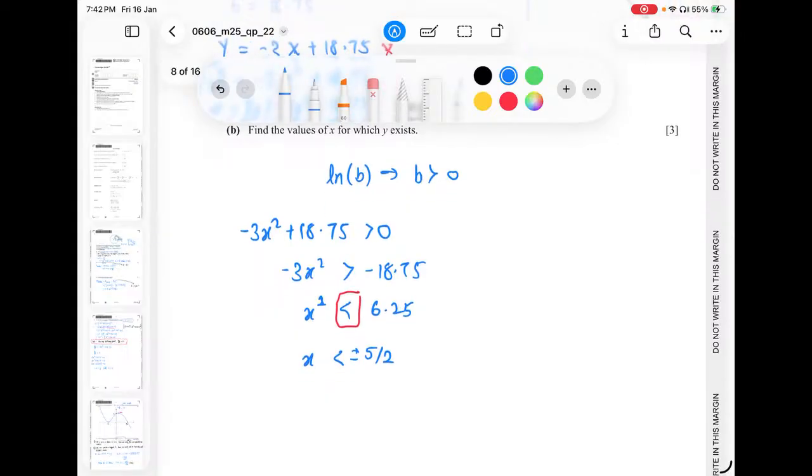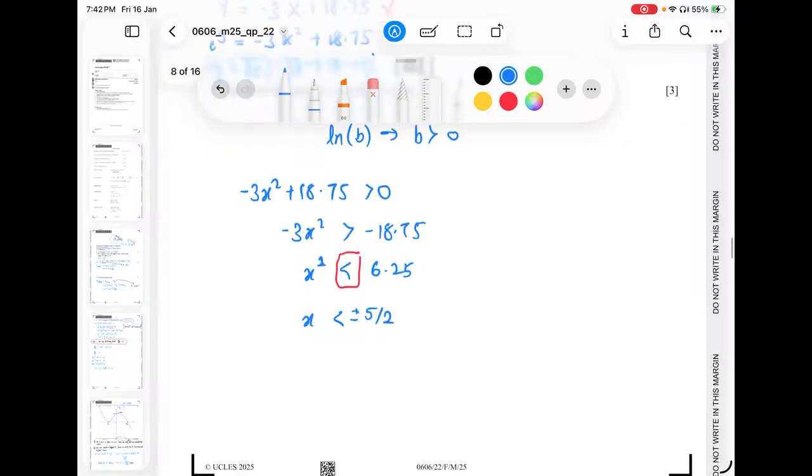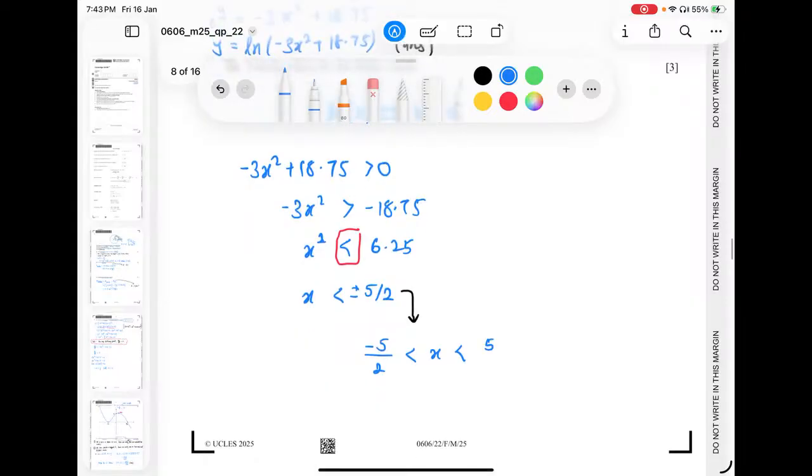Now you need to know that it's going to lie between plus and minus 5 by 2. So you need to write this in the form of the inequality, which is going to be between negative 5 by 2 and 5 by 2. We just wrote it in this form, but this is actually not the right one. So just leave this, this is not the right form you need to write.